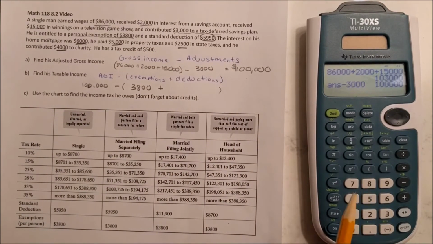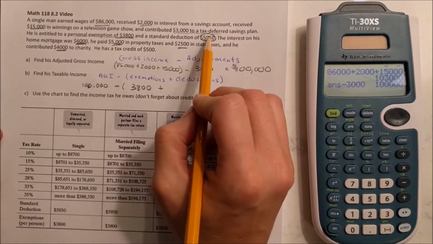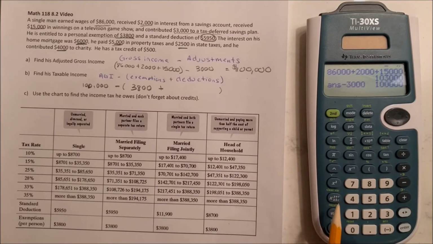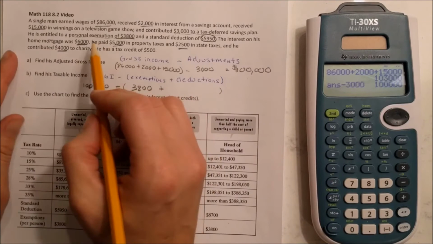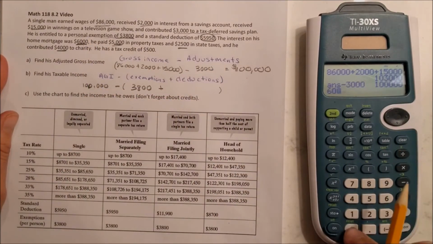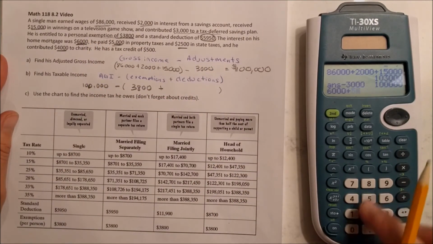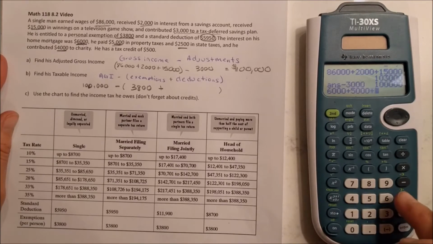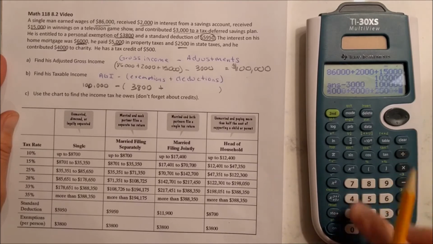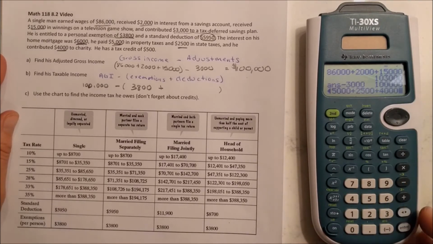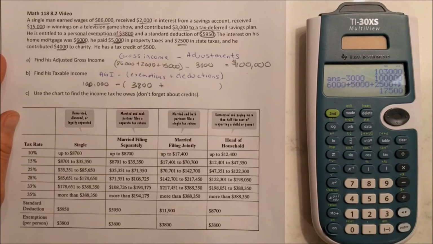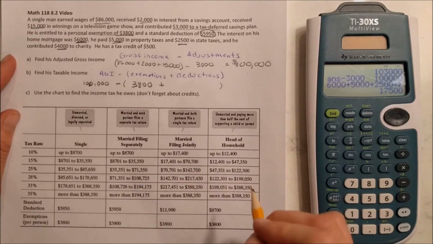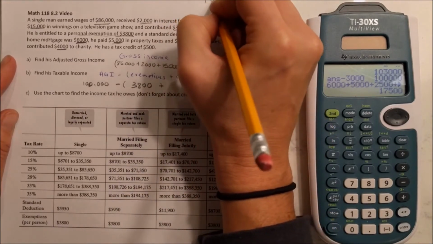Okay, so what we want to do is add them all up, all of those itemized deductions, and compare it to the standard deduction to see if we should take the standard deduction or the itemized deduction. So let's add them all up. We want to add up 6,000 plus 5,000 plus 2,500 plus 4,000 to charity. And that's it. What I get there is 17,500 in itemized deductions. I'm going to make note of that.